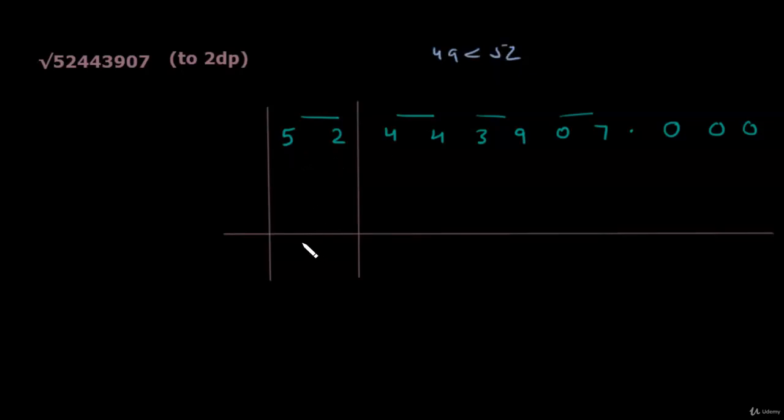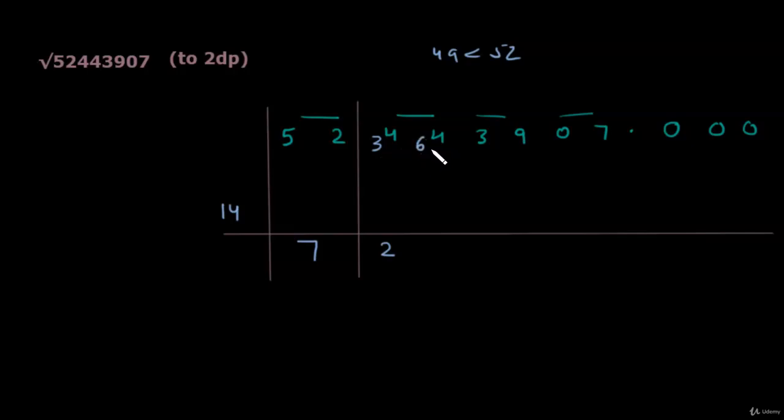So we write the square root of 49, 7, over here and double of 7, 14, as a divisor. Now if we subtract 49 from 52, we get 3 and we place this 3 before the next dividend number. Now the next dividend number is 34. Now 14 divides 34 2 times, 28. If we subtract 28 from 34, we get 6 and we place this 6 remainder before the next dividend number.